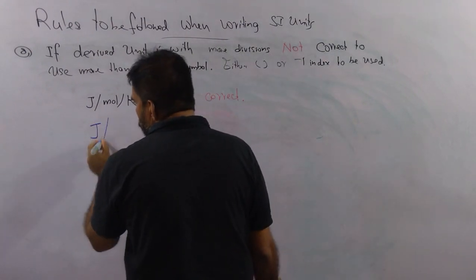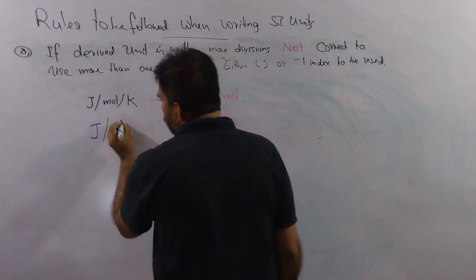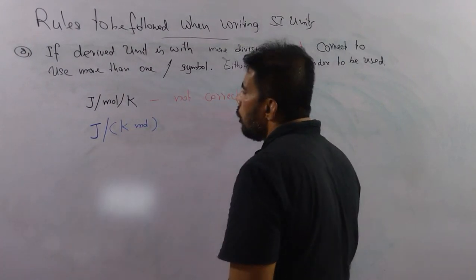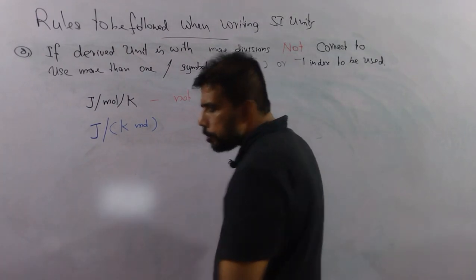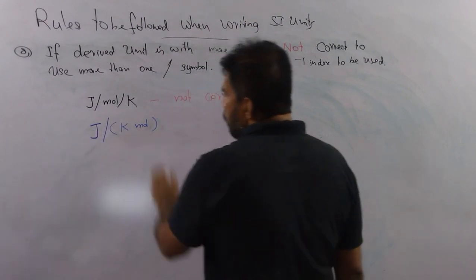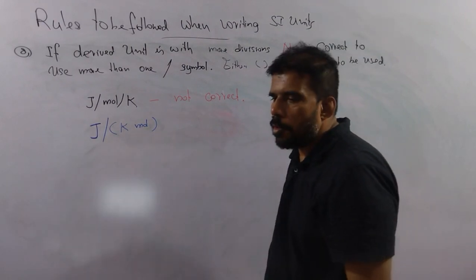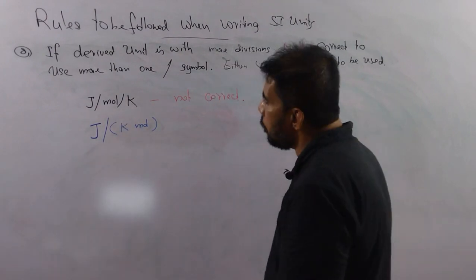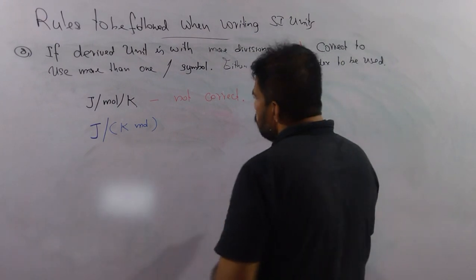Joules, then one slash, then you open a bracket and keep K and mole inside the bracket. Then this is correct. K should be a capital K here. This way we know that both K and mole are in the denominator, it divides J. This is correct.